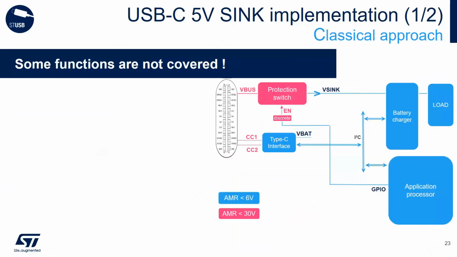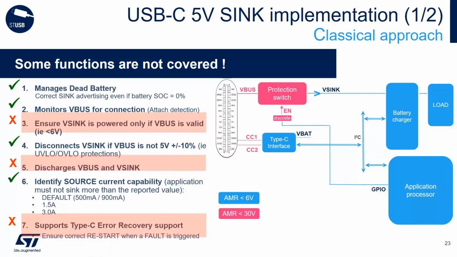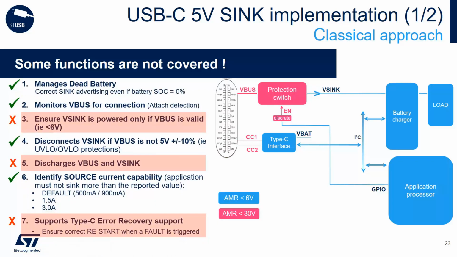So let's start with a 5-volt only use case. This slide shows a traditional implementation relying on a legacy protection switch and a discrete USB-C controller, which is operated by an application processor. Among all the functions that must be implemented in order to make it work properly, some, shown here in red, are poorly or simply not implemented in most cases, which results in interoperability or protection issues. In this implementation, discharge and restart management are frequent issues.